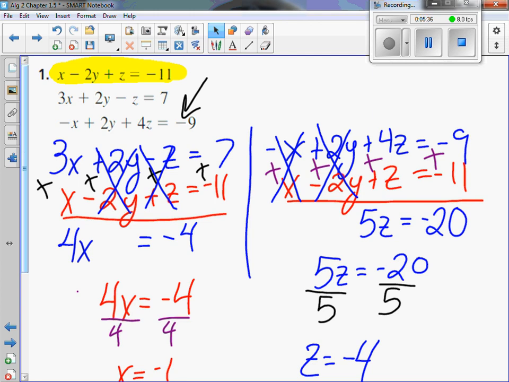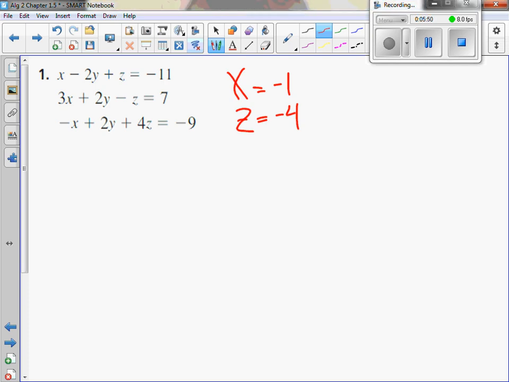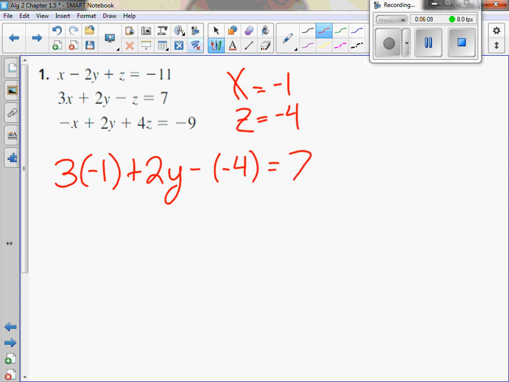So I'm going to erase all this here. Because again, we know that x equals negative 1 and z is equal to negative 4. Which one of these equations do we want to use to find the value of y? Does it matter? The middle one? Okay. So we'll do 3 times negative 1 plus 2y minus negative 4 equals 7.